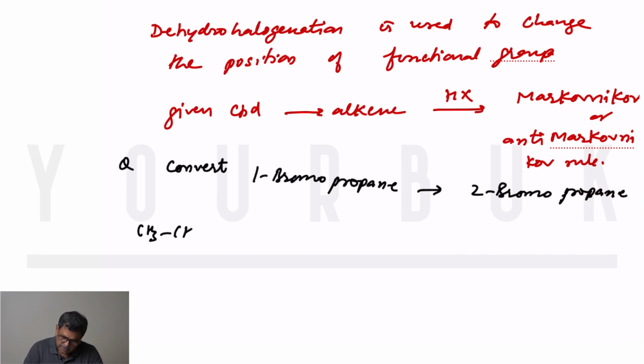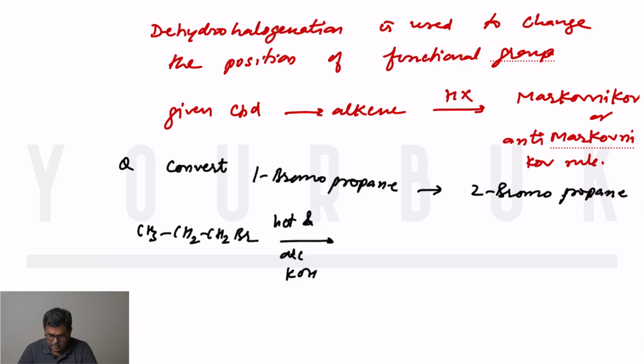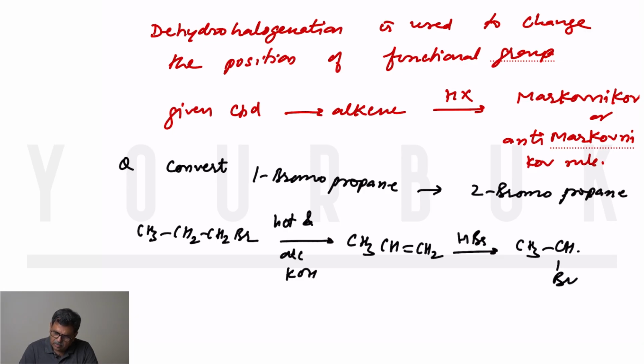So the first step is to convert the 1-bromopropane into alkene using hot and alcoholic KOH. And as far as your syllabus is concerned, there are two best methods to prepare alkene, either from haloalkanes using dehydrohalogenation or from alcohol using dehydration. So this is propene, and then we add HBr according to Markovnikov rule, and it gives you 2-bromopropane.